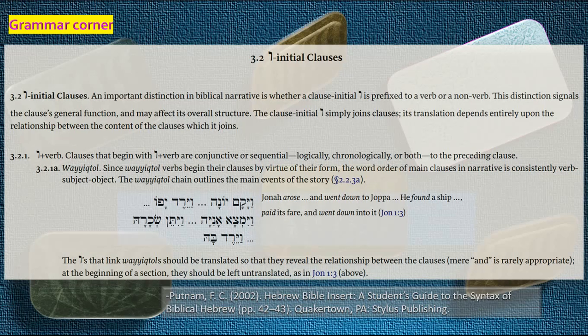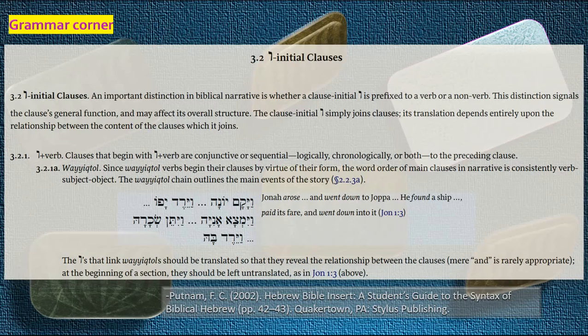The clause initial Vav simply joins clauses. Its translation depends entirely upon the relationship between the content of the clauses which it joins. Okay, so if that sounds like word soup to you, here in a moment we're going to have some examples to make it a bit easier. Okay, so take, for example, Vav plus verb, and we've been talking about this a lot. I've been showing this through immersion when it comes up, right?